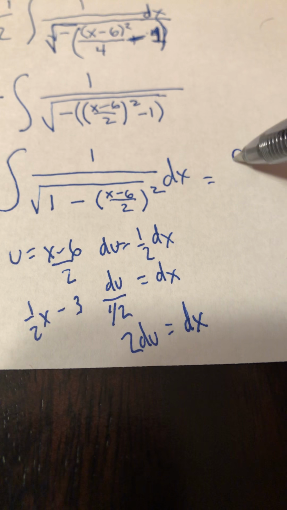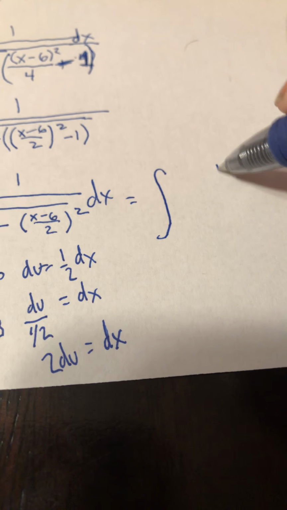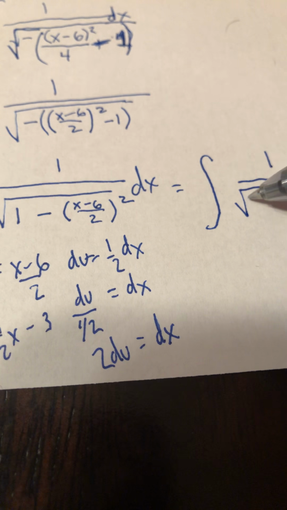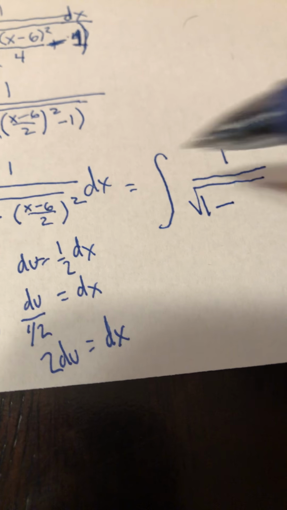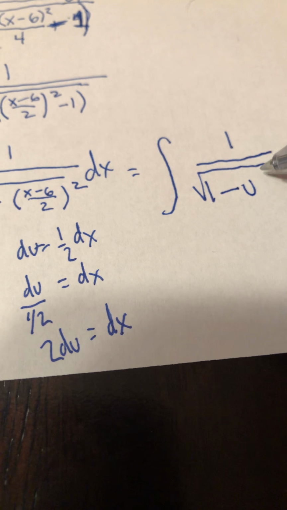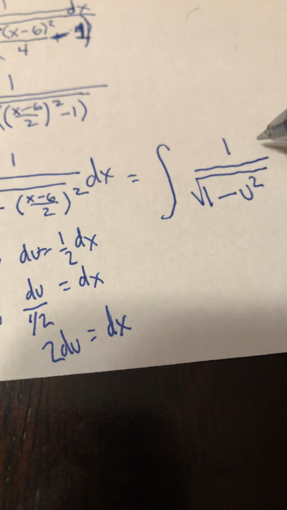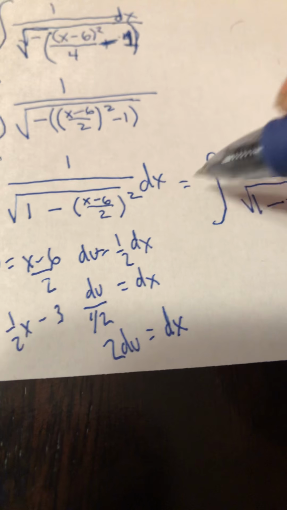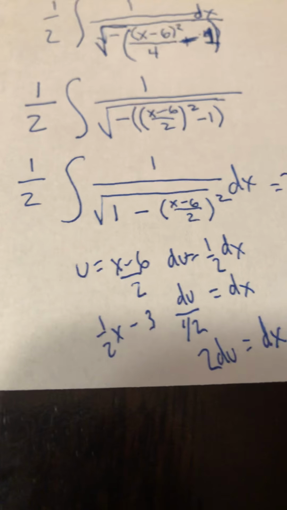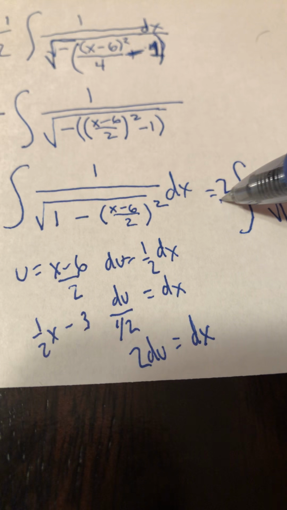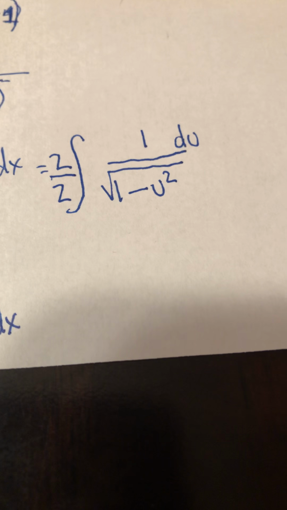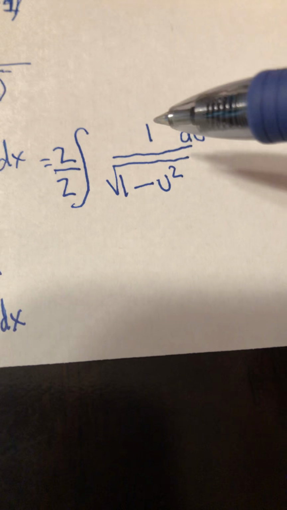So what happens when we set this up over here? Well, we have our antiderivative. We have a 1 at the top. We have a square root. We have a 1. We have a minus. We call that thing inside the parentheses u, and we're squaring it. And we just said that dx is the same thing as 2 du. Well, I'm going to put that 2 on the outside, and there was already a 1/2. So 2 times 1/2 is going to be 1, so that 2 over 2 is going to go away. And check that out: 1 over the square root of 1 minus u squared.